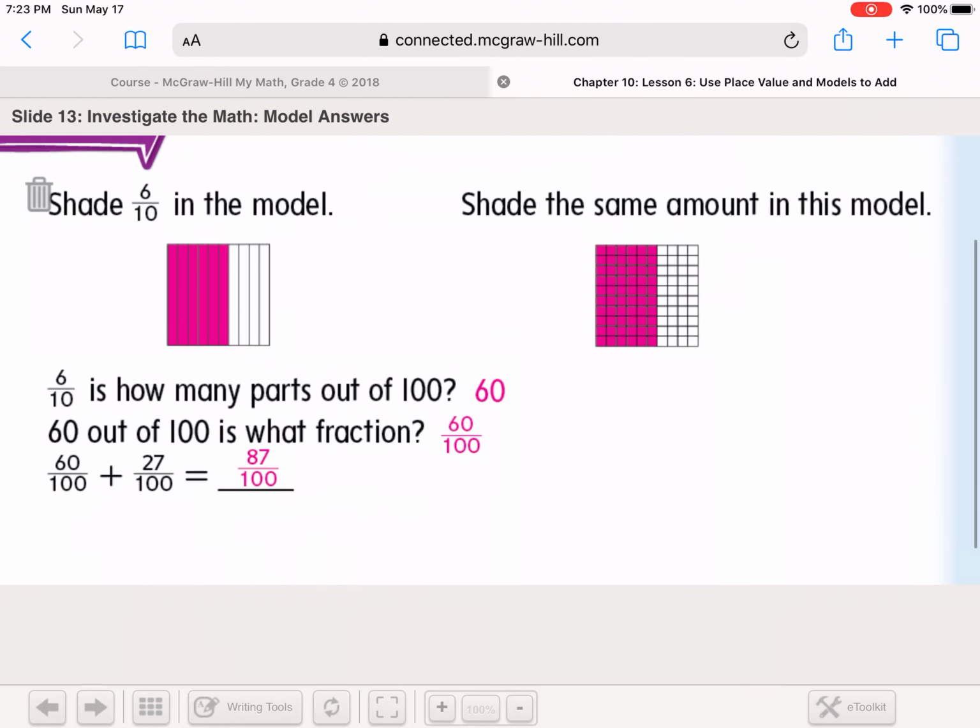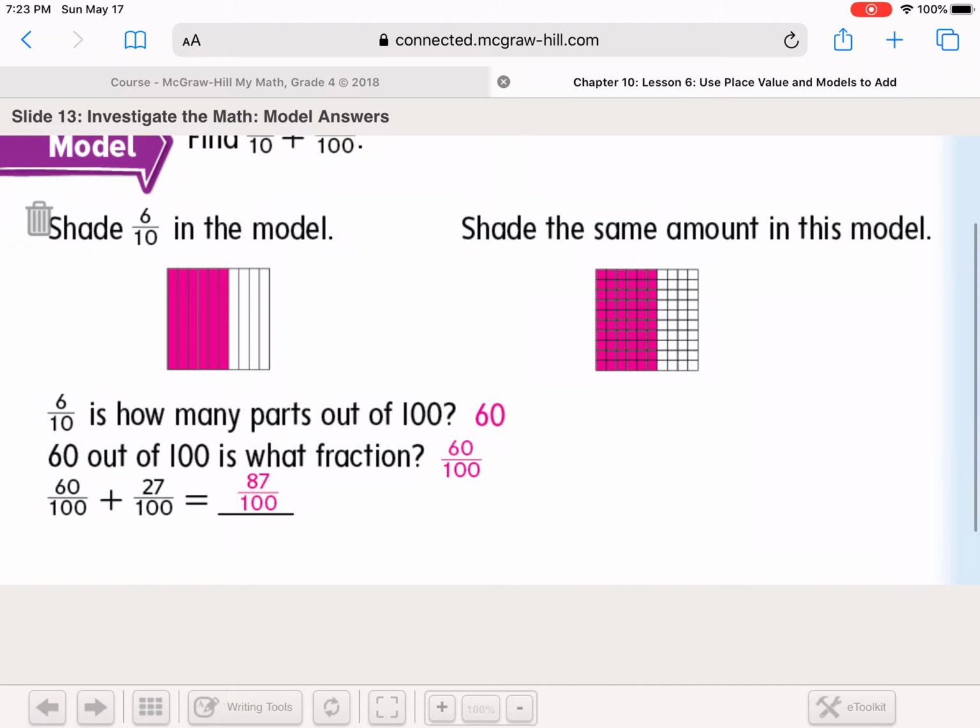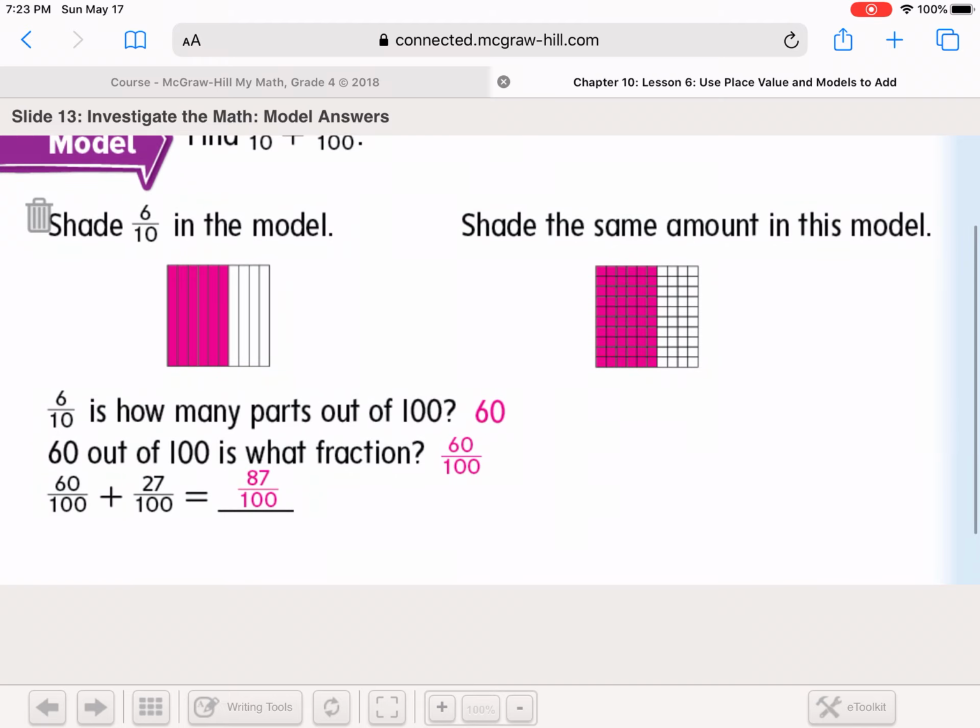So I didn't do this, but obviously, here on the left-hand side, it says shade in 6/10 of the model. And on the right-hand side, it says shade the same amount in this model. 6/10 is how many parts out of 100? 60. 60 out of 100 is what fraction? 60 hundredths. 60 hundredths plus 27 hundredths is 87 hundredths.